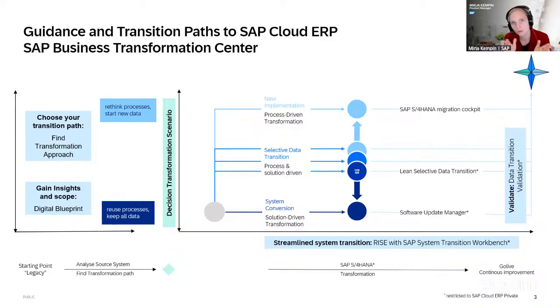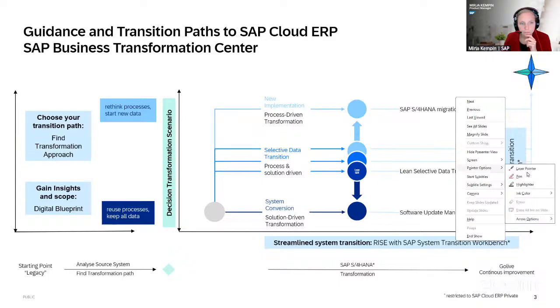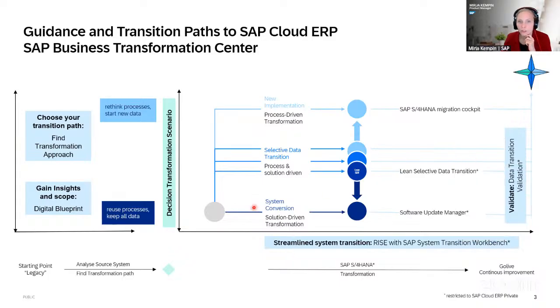And this is now bringing us to the right-hand side of the slide deck here. We have here the system conversion, which is the topic for today, the as-is conversion from SAP ECC to SAP S/4HANA with the Software Update Manager. We have a selective approach, which is called selective data transition as part of the SAP Business Transformation Center, which allows you to move a selected set of data from SAP ECC to SAP S/4HANA, not the whole scope, but only a selected part.